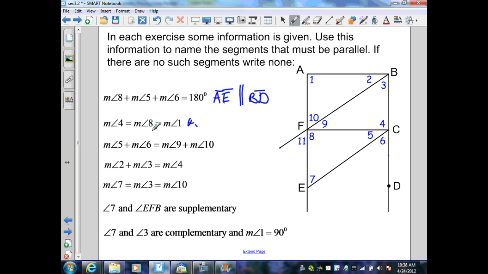The measure of angle 4 equals the measure of angle 8, and the measure of angle 8 equals the measure of angle 1. Let's begin with the measure of angle 4 and 8 being congruent. There's a transversal. It is FC. The other two lines that help form those angles are AE and BD.